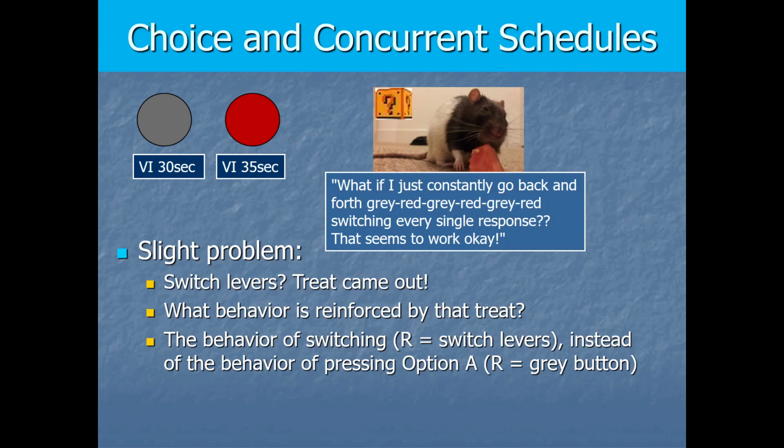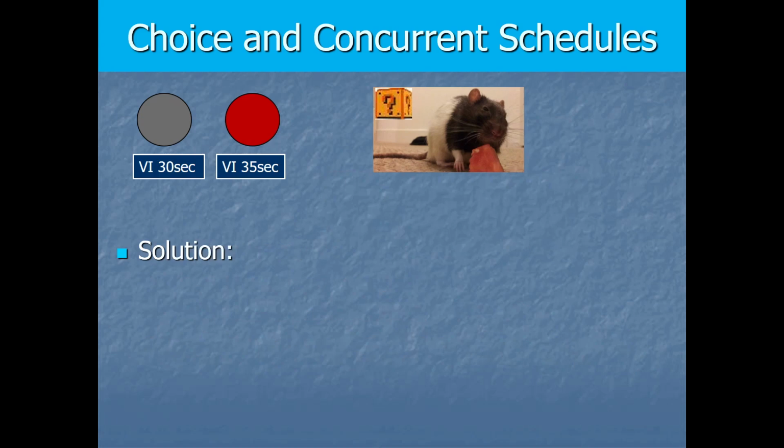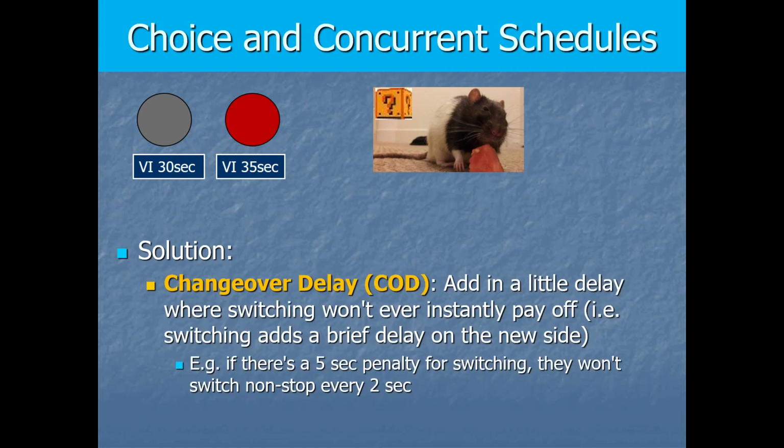Thankfully, there is a really easy fix we can add to our setup to avoid that coincidence where the switching itself seems to be rewarded for their little brain. So what's the solution? We add something called a changeover delay. Basically, you add in a brief little delay where switching sides won't ever instantly pay off. So going over to the other side, trying the other lever, it won't immediately work, even if the VI timer was up and the lever should be working again.